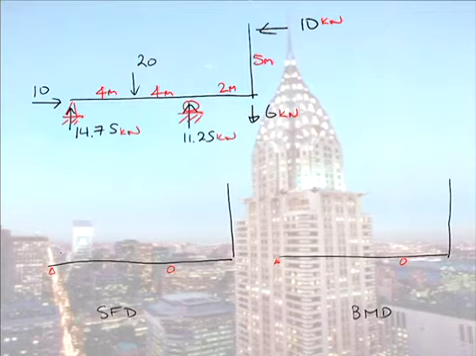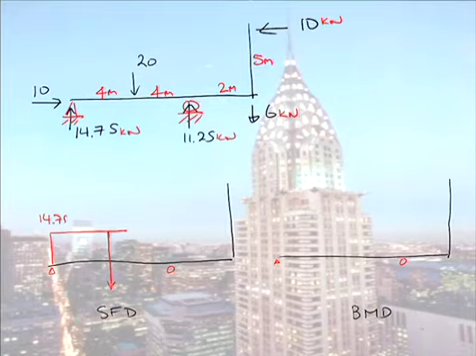Shear force diagram is easy enough. Start at the left, step up 14.75, move across. I've gone too far past the 20. I come down 20 to minus 5. I move across. My reaction's 11.25, takes me up to 6. I move across and then I come down to 0.